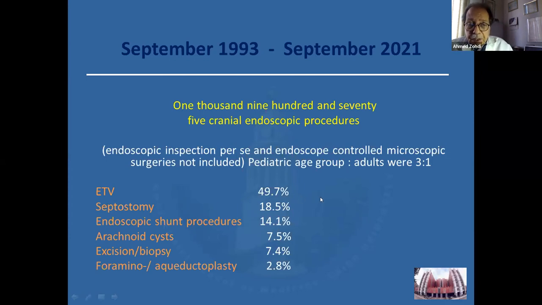Of course, endoscopic inspection per se and the scope-controlled microscopic surgery were not included in this number, neither the endonasal ones. The main age groups were the pediatric, 3-to-1 as compared to adults. And these are all the possible other procedures that were done with their percentages.